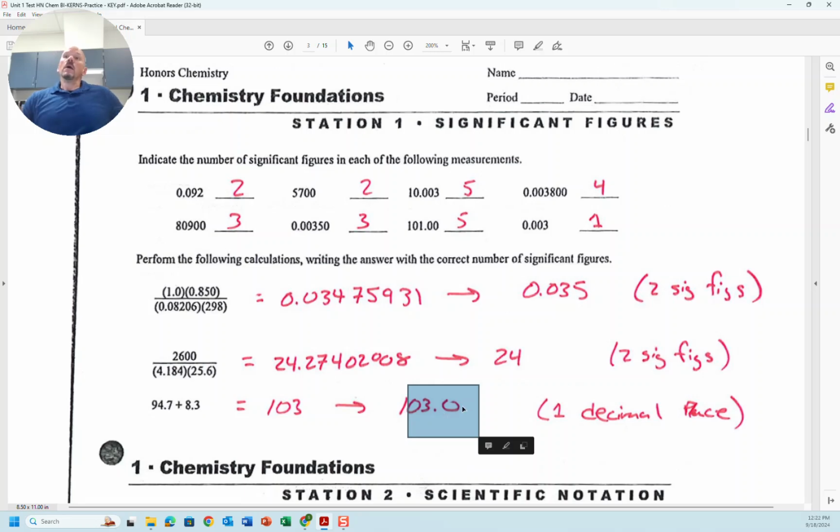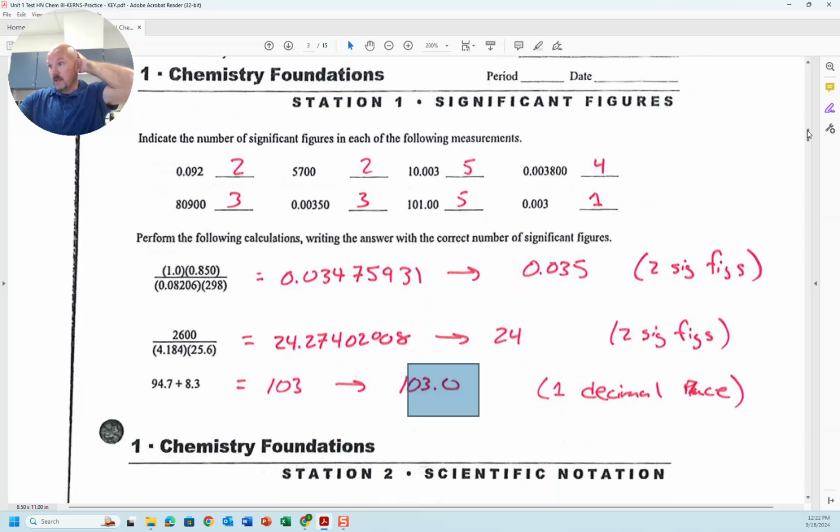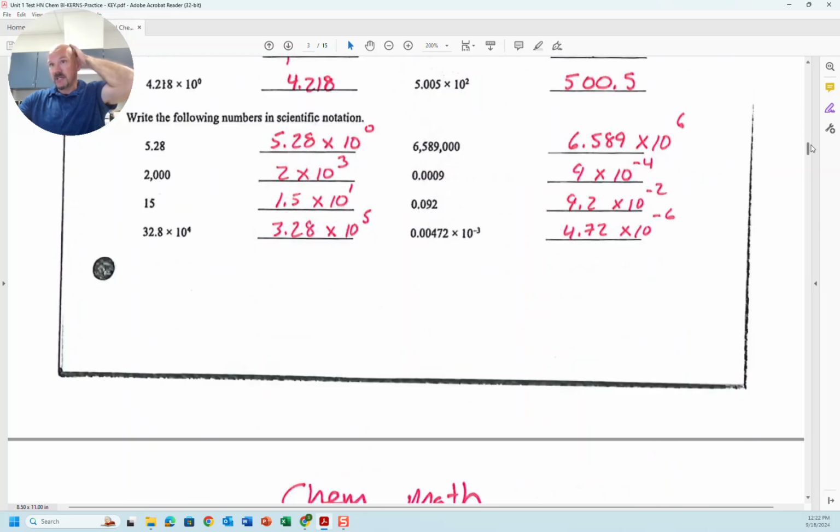Okay? Most of the time, you're taking away decimal places when you add or subtract, or you're taking away significant figures when you multiply or divide based on what your calculator says versus what you're allowed to report. But every once in a while, you have to add a digit or two. Okay? All right. So the next section, scientific notation. Okay?